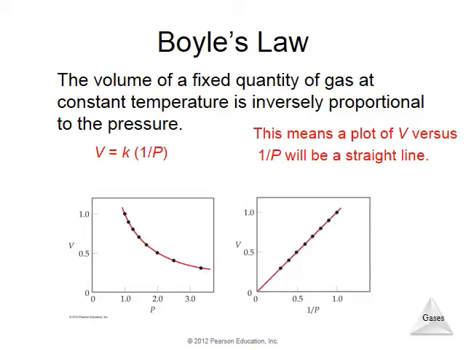Now we're going to discuss different gas laws. Boyle's law: the volume of a fixed quantity of a gas at constant temperature is inversely proportional to the pressure. Our common sense tells us the same thing. If you exert higher pressure, the volume is going to go down. So volume is inversely proportional to pressure. And these graphs indicate that too.